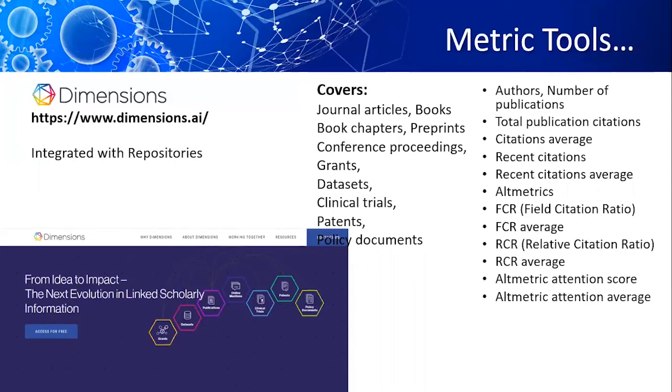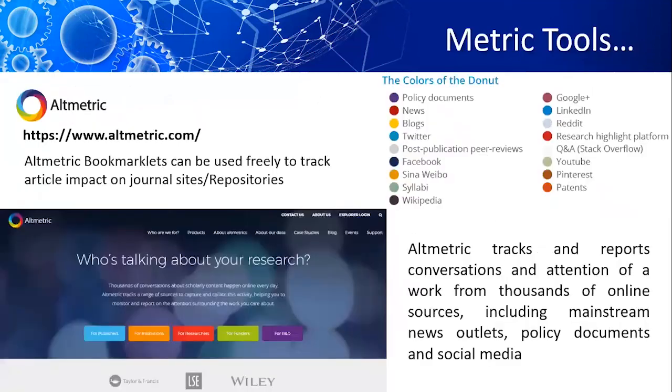You can find the reports for authors: number of publications, total publication citations, citations average, recent citations, recent citations average, altmetrics, then FCR, that is field citation ratio, FCR average, then RCR average, altmetric attention score, altmetric attention average. You can see the many different metrics Dimensions is providing, free of cost. Many repositories, article databases, and journal databases are including and providing these Dimensions scores on their sites.